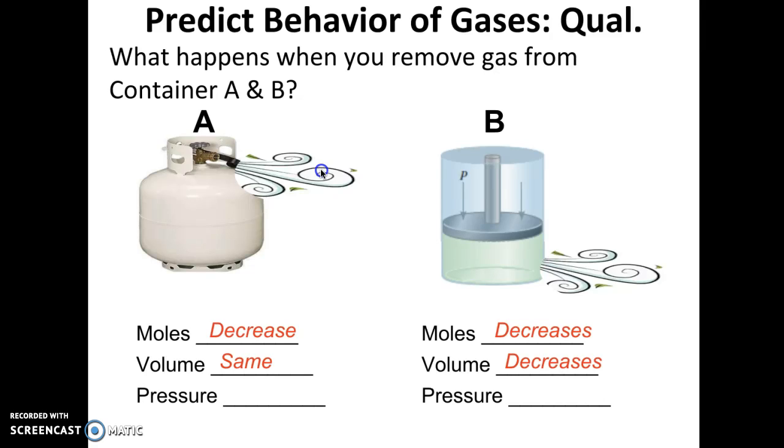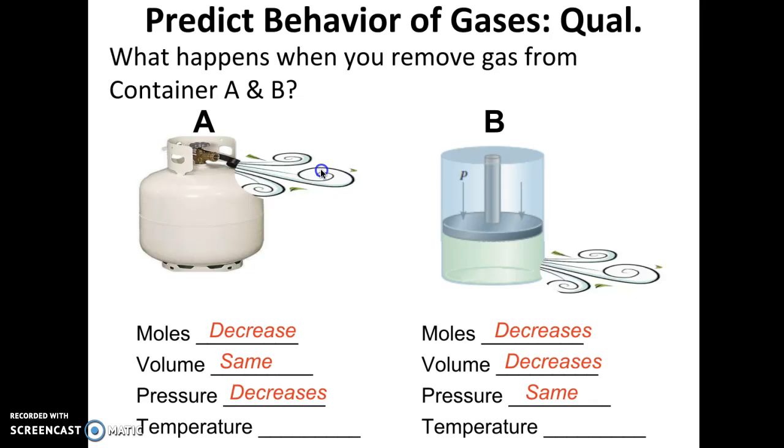For A, the pressure is going to decrease because you have fewer moles of gas, so they don't hit the walls of the container as often. Here, the pressure is going to stay the same because that's one of the good things about a piston. The pressure on the inside is going to equal the pressure on the outside. It will equilibrate itself. Finally, the temperature. We didn't do anything to the temperature, so that will remain the same.